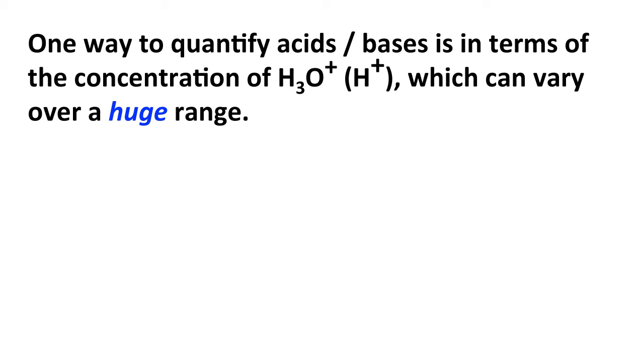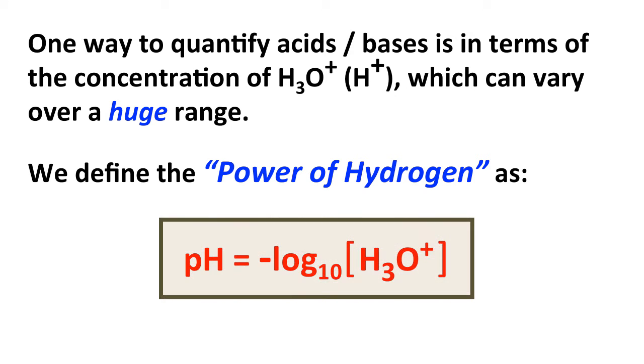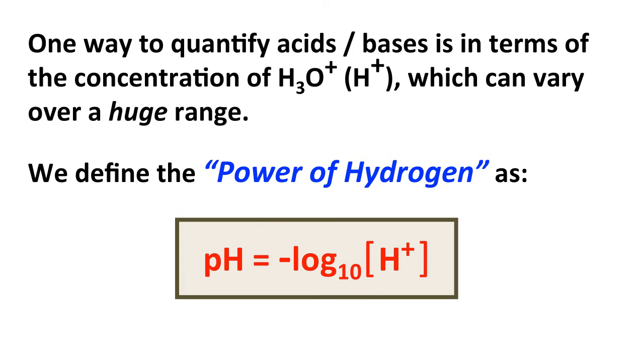Now, one way we can quantify acids and bases is in terms of the concentration of the hydronium ion in a solution, or shorthand H+ ion in solution, and this can vary over a really big range. We define something often called the power of hydrogen as the following: pH equals negative log base 10 of the hydronium ion concentration. You've probably heard of pH before, and this is its mathematical relationship, and sometimes we write it in shorthand: pH equals negative log of H+ concentration.